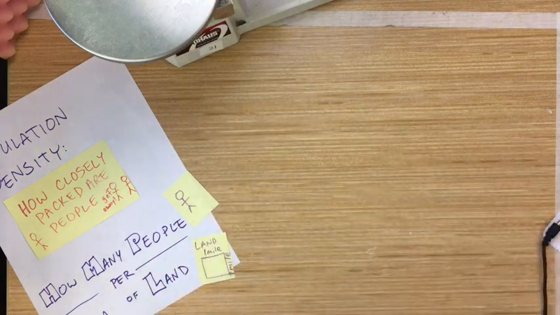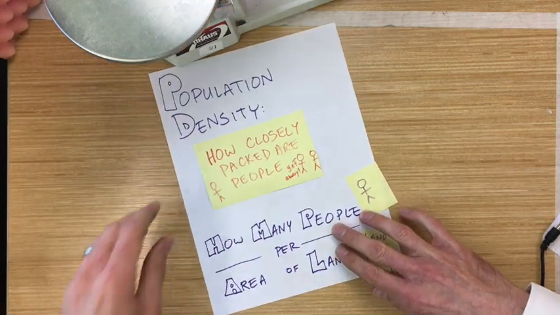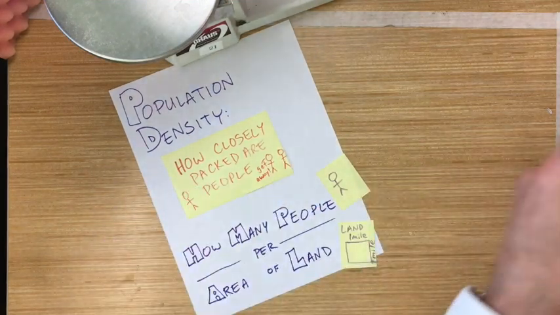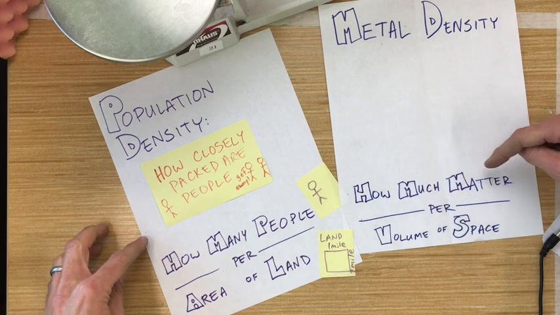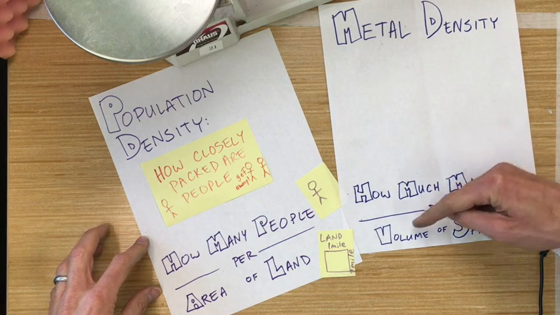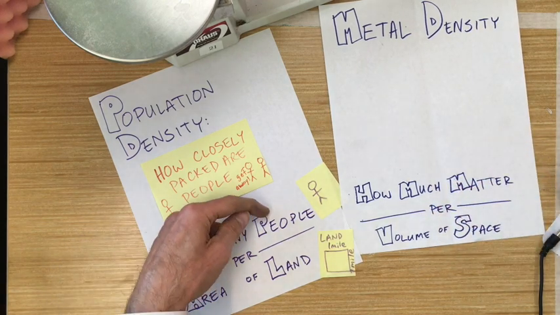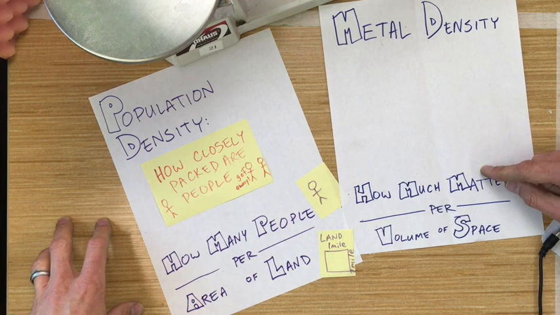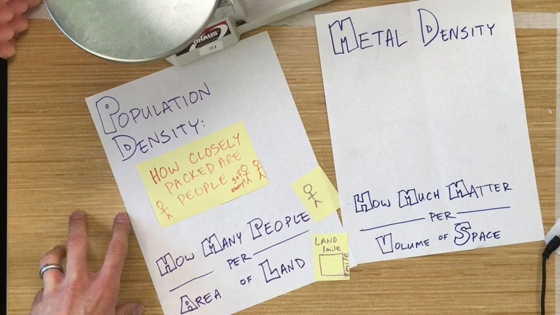Okay, so when we talk about population density, we're saying how many people fit in an area of land. When we talk about the density of a metal, we are talking about how much matter per a volume of space. How many people is counting the people, how much matter is counting how much mass is available.